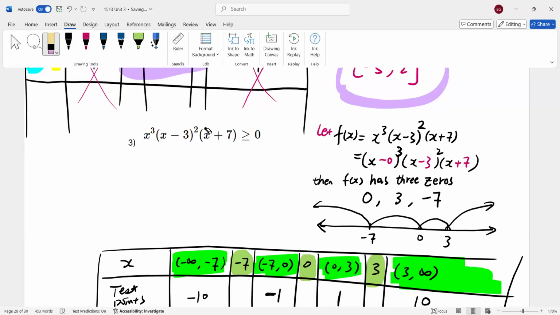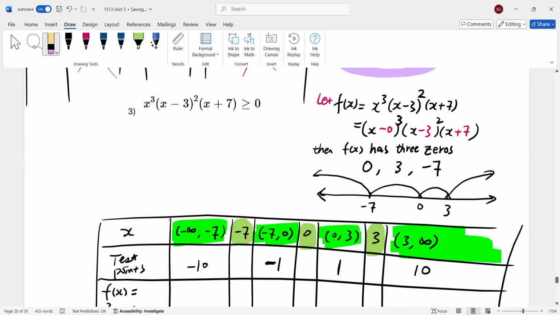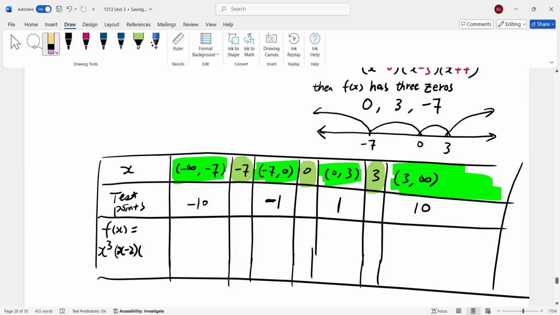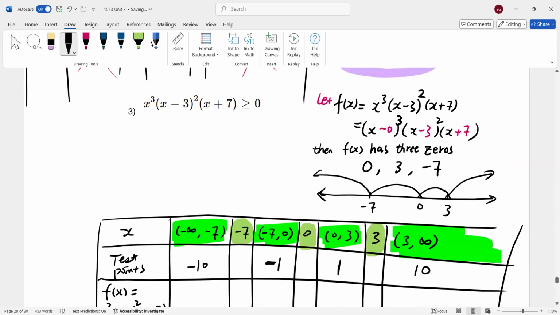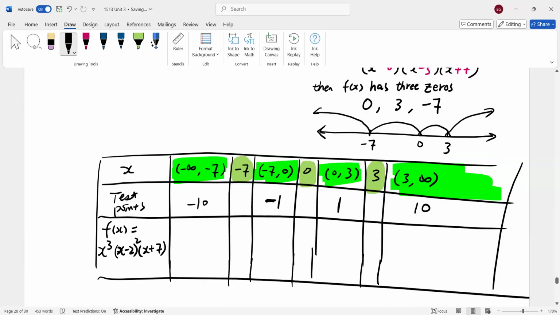The degree of the polynomial function is 6. You don't need to know that, but it's good. It's a 6. Okay, there's a square here. So x cubed, x minus 2 squared, and x plus 7. Double check, triple check is very important. x cubed, x minus 2 to the, oh my gosh, x minus 3.